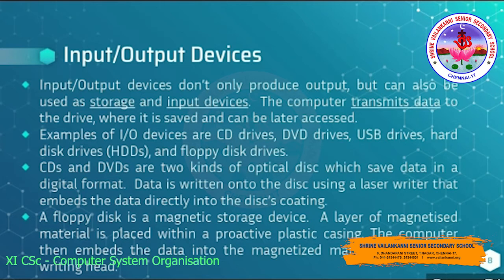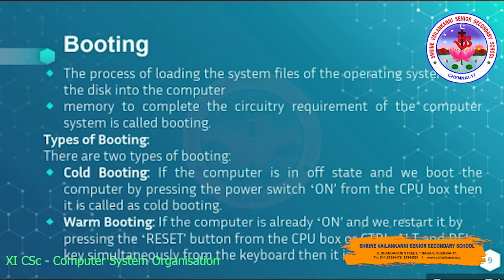CDs and DVDs are two kinds of optical discs which save data in a digital format. Data is written onto the disc using a laser writer that embeds the data directly into the disc coating. A floppy disk is a magnetic storage device, and it was used in the older days. A layer of magnetized material is placed within a protective plastic casing. The computer then embeds the data into the magnetized material by using a writing head.